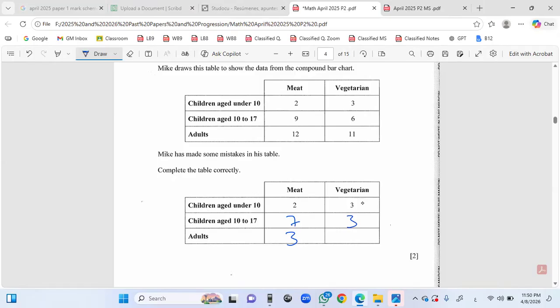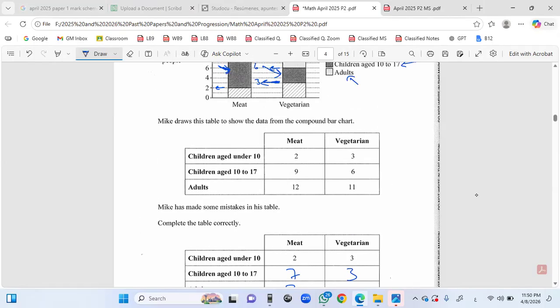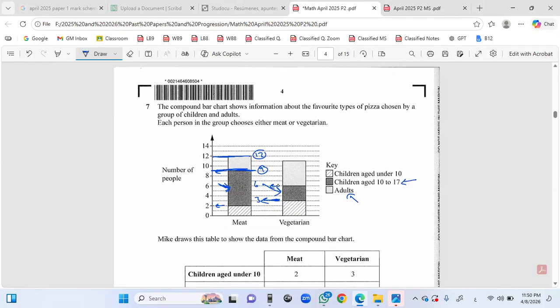All right, but for the adult vegetarian, you're going to find here it is from, what's this number? It is 6 until this number, which is actually 11. So from 6 to 11 is 5.